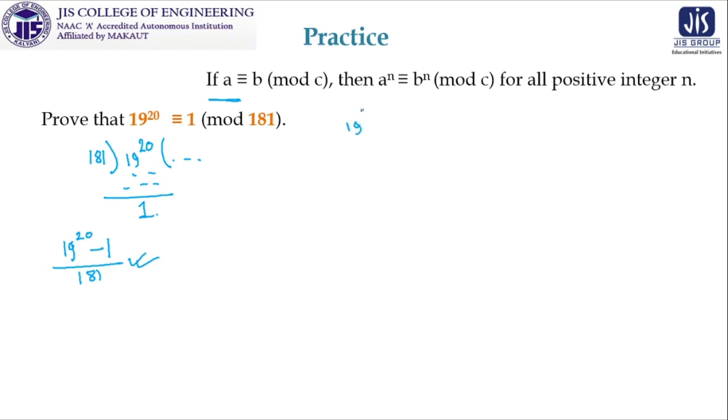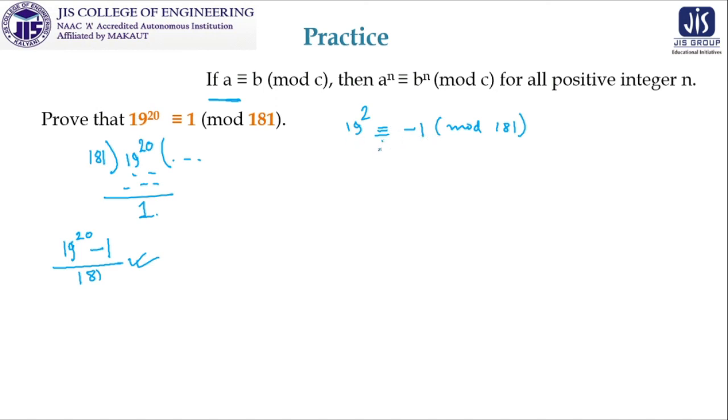We start with 19 square first, and 19 square is congruent to minus 1 mod 181. You can calculate this one. You will get that 19 square plus 1 is divisible by 181. So 19 square is congruent to minus 1 mod 181.